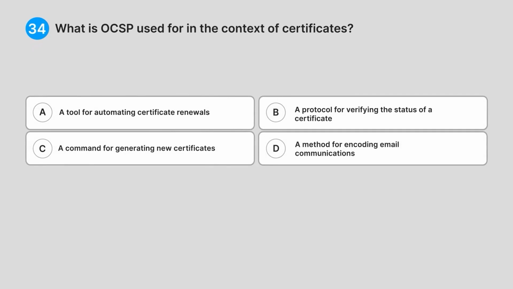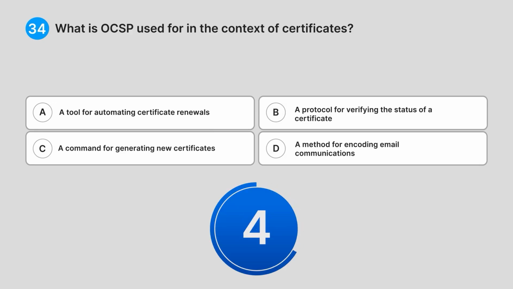34. What is OCSP used for in the context of certificates? A, a tool for automating certificate renewals. B, a protocol for verifying the status of a certificate. C, a command for generating new certificates. D, a method for encoding email communications. What do you think is the answer?